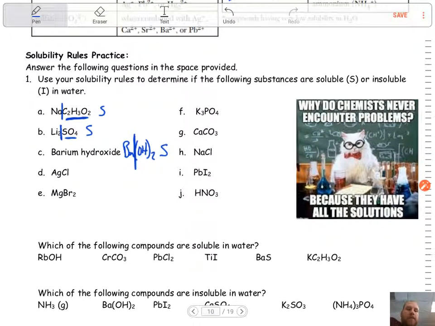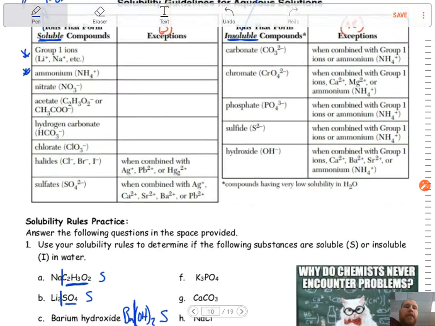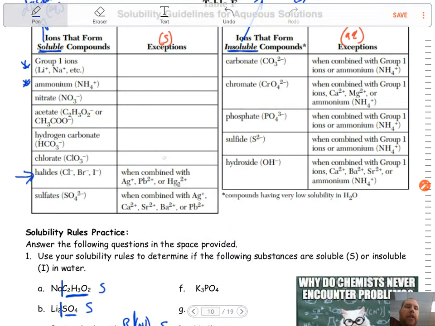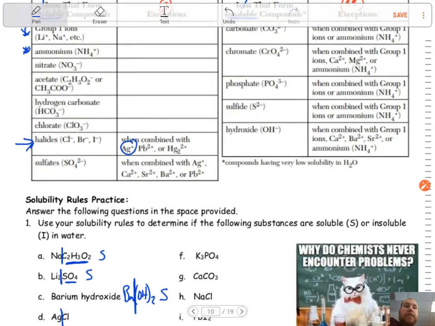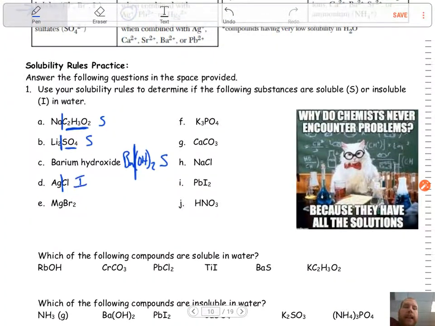Okay? So moving on to the next one, AgCl, split it up. Cl is what I'm looking for because that's my anion. That's what typically are here. Look, oh look, that's under the halides, the halogens. Cl-. Are there any exceptions? Yes, silver is an exception. So if it's an exception to the soluble rule, that's going to make it insoluble.